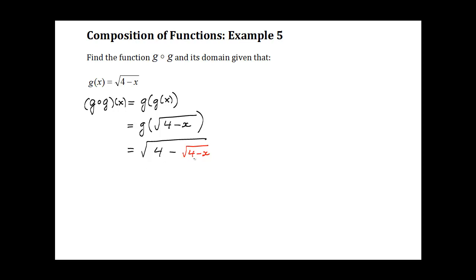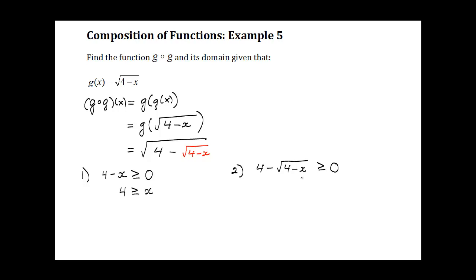Now we need to find the domain. Again, there are going to be two restrictions. For the first restriction, we have that 4 minus x has to be greater than or equal to 0. Therefore, x must be less than or equal to 4. That's our first restriction. For the second restriction, we have this whole square root here. So 4 minus the root of 4 minus x has to also be greater than or equal to 0.